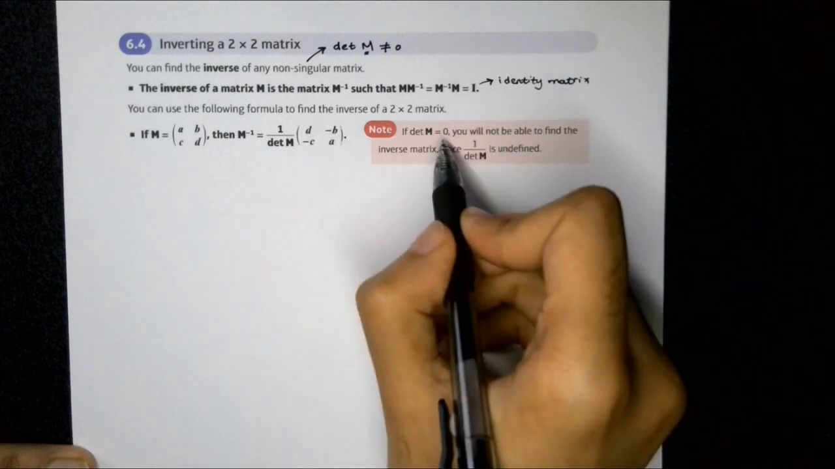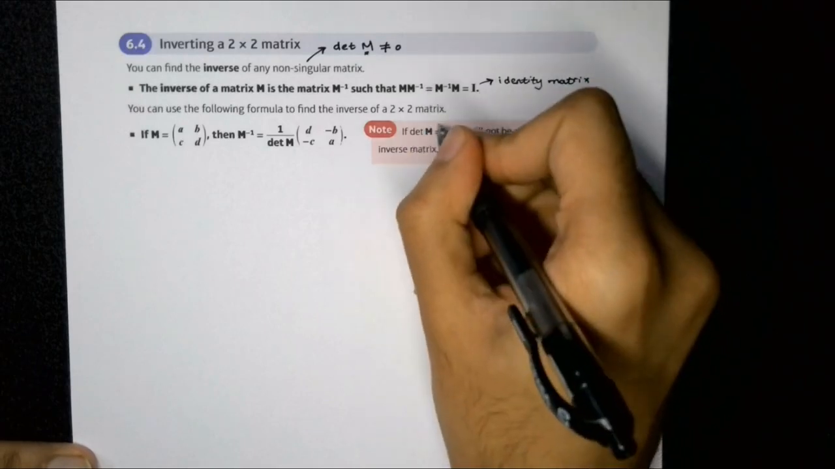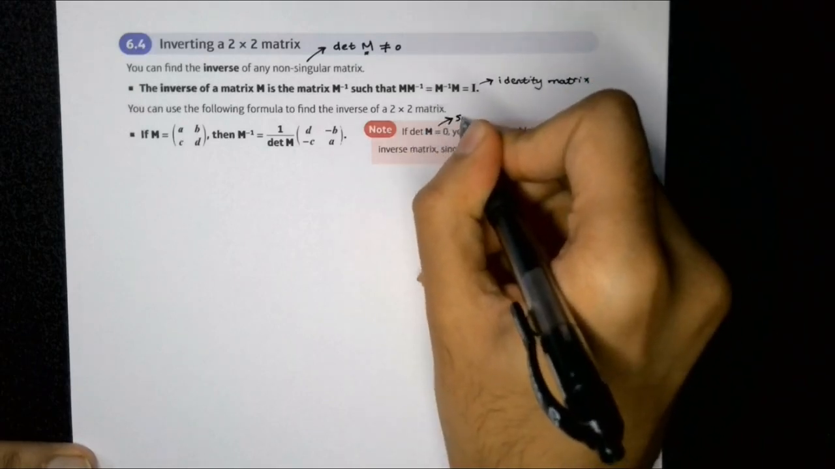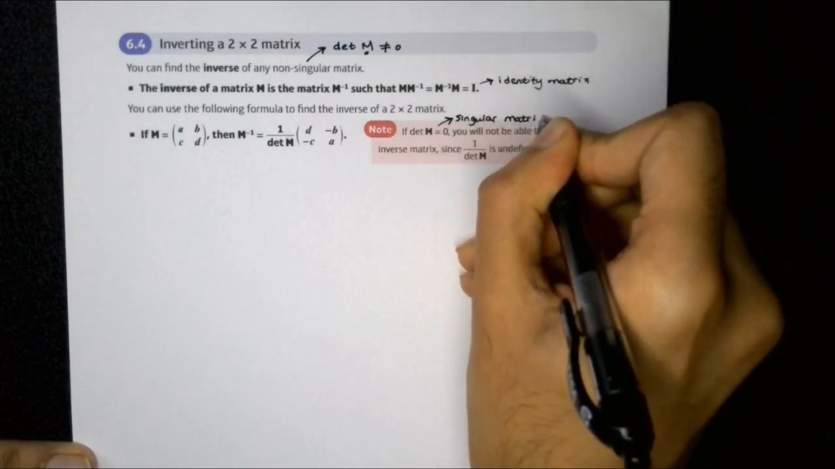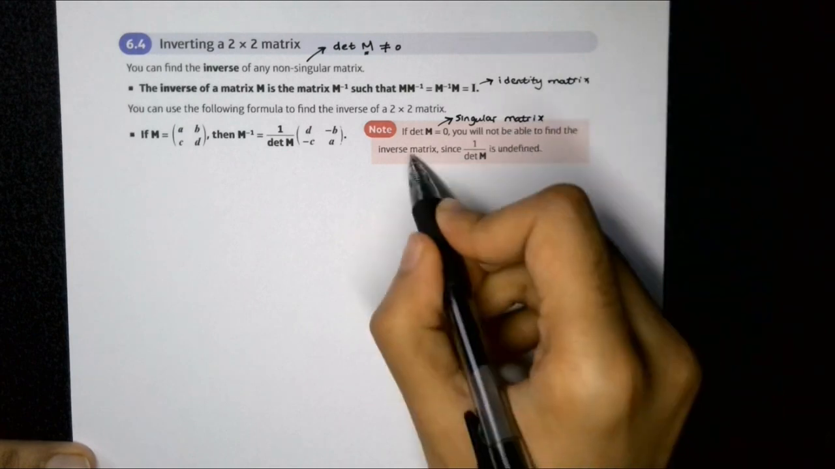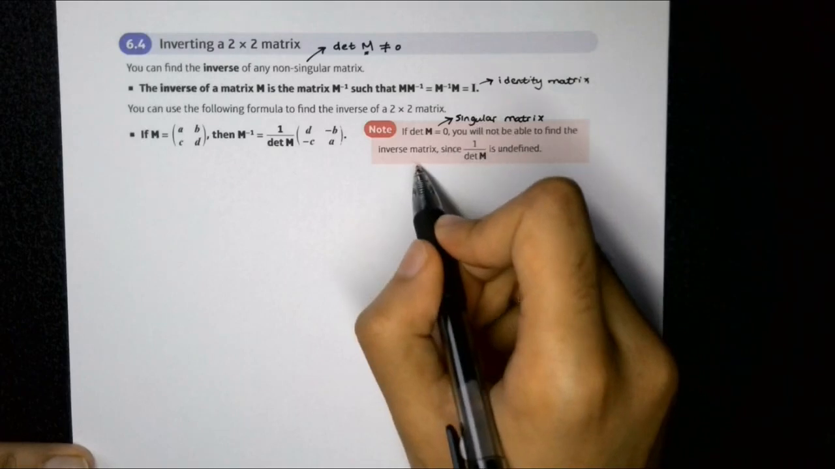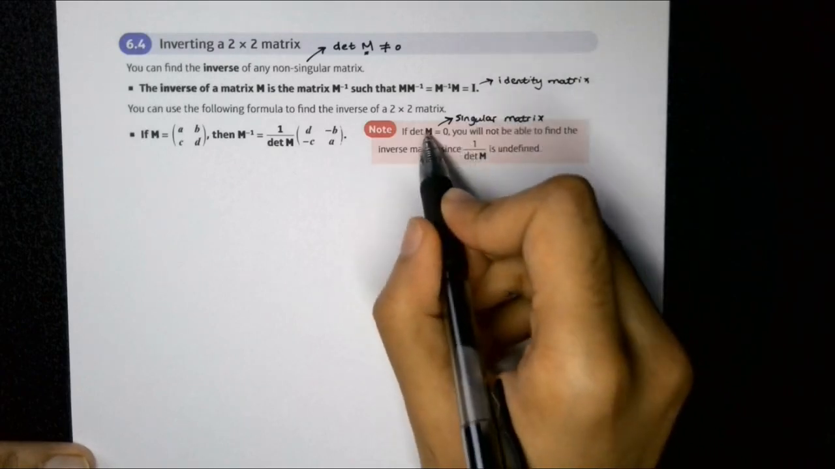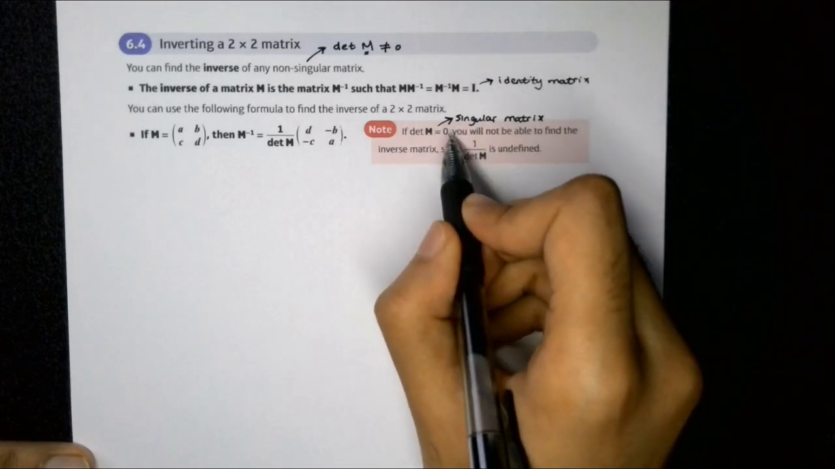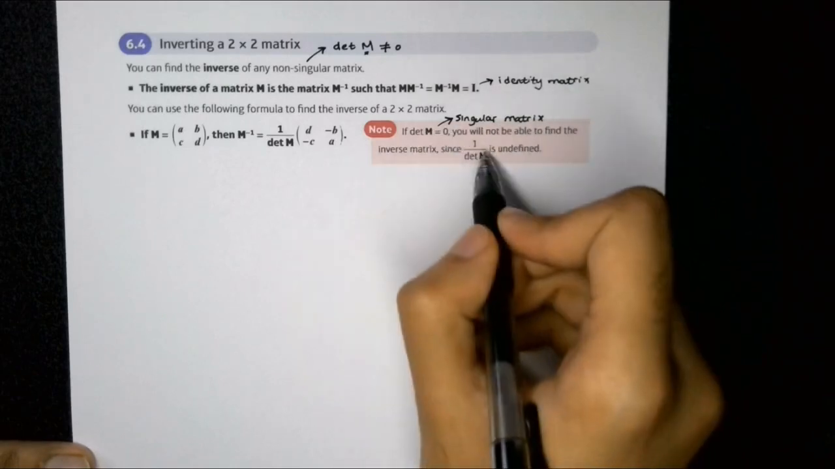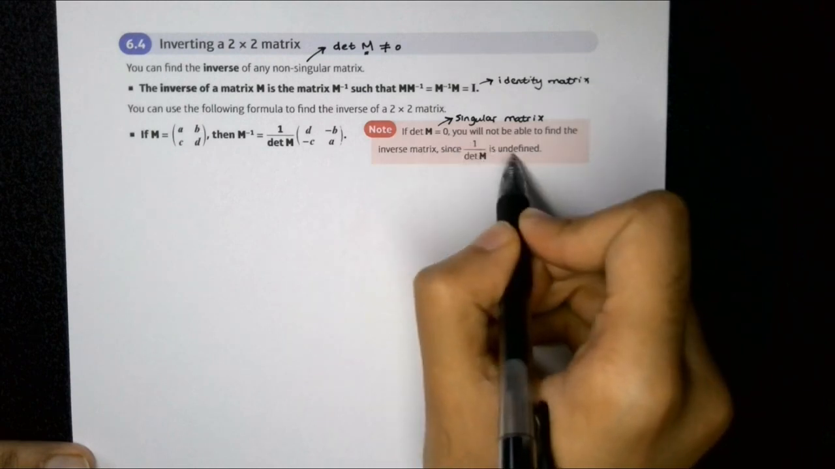And you'll note over here, if the determinant of M is equal to 0, in other words, if we have a singular matrix, you will not be able to find the inverse matrix. So for singular matrices, we don't have an inverse. And that's because for a singular matrix, the determinant of that matrix is equal to 0. So when we come to work out 1 over the determinant of that matrix, we'd have 1 divided by 0, which is undefined.